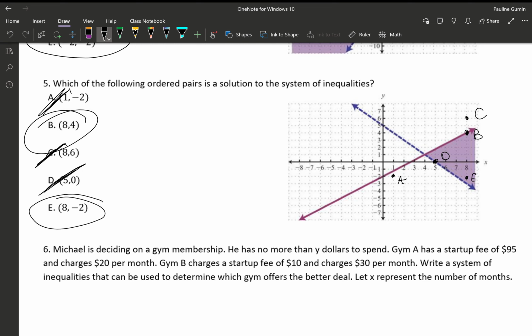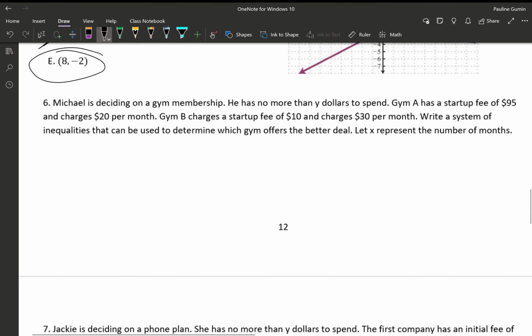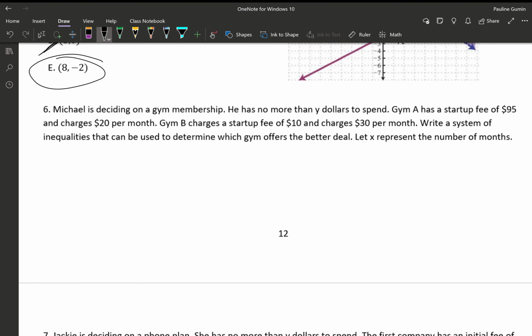Next, let's practice writing inequalities from word problems. So we're not solving them, but we are writing them. Okay, so Michael is deciding on a gym membership. He has no more than Y dollars to spend. So that means he can spend less than Y or equal to.